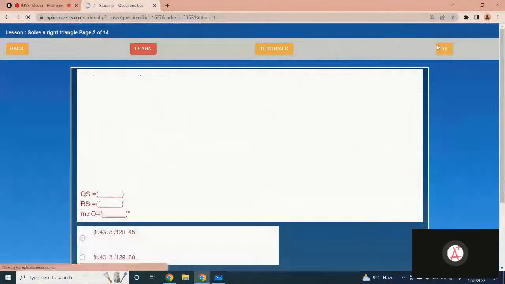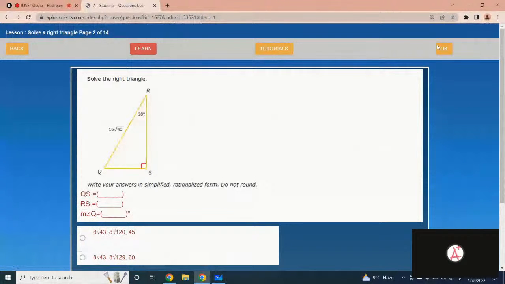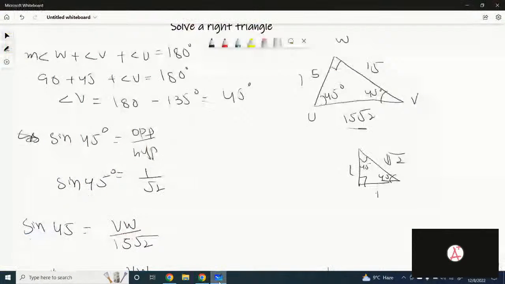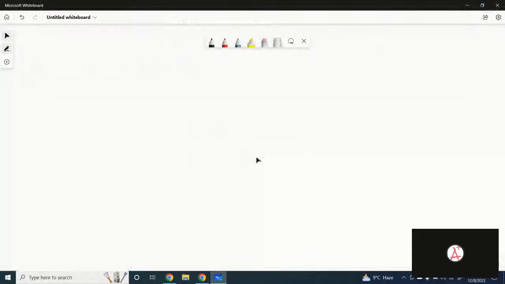Okay, let's just do another one. One of the angles is 90, one of the angles is 30. So that means the missing angle is 60 degrees. Got it? So let's just find the missing values. Let me draw the triangle. S, R, and Q. It is 90. It is 30. So that means this one is 60 degrees. So it's a 60-30 triangle.